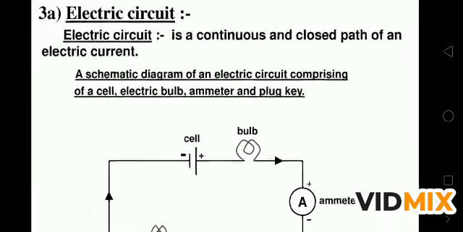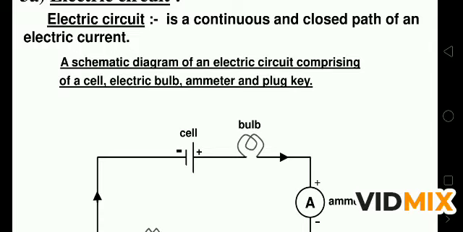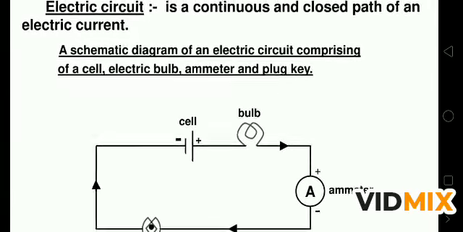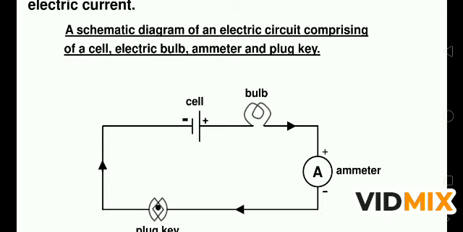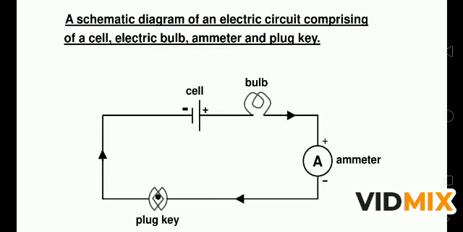Now, an electrical circuit. An electric circuit is a continuous and closed path of an electric current. This is a schematic diagram of an electric circuit in which a cell, an electric bulb, an ammeter and a plug key are there. If you see the symbols, they are in your book also. One small line and one big line is the symbol of a cell. The small line is taken as negative and the bigger line is taken as positive. It is the symbol of a cell.